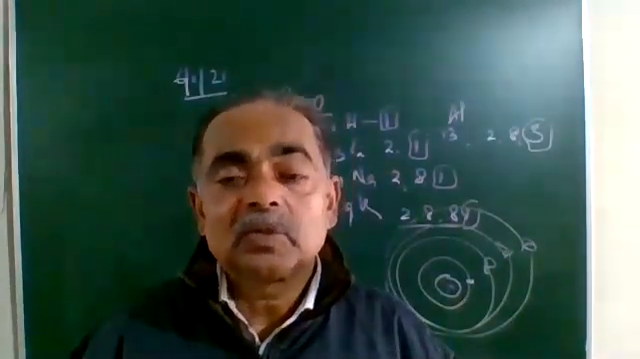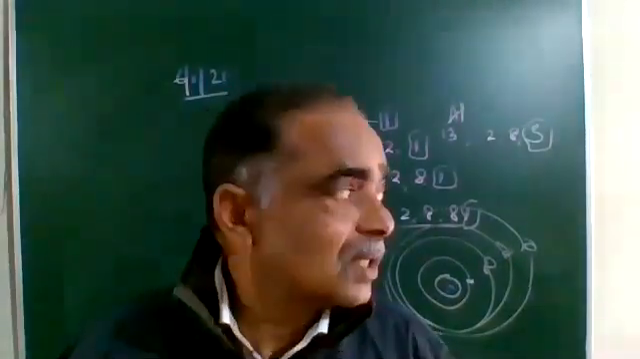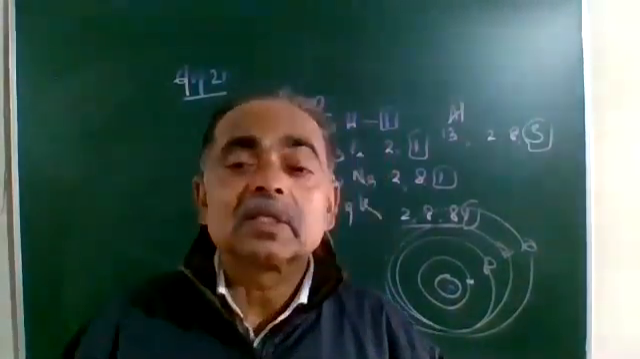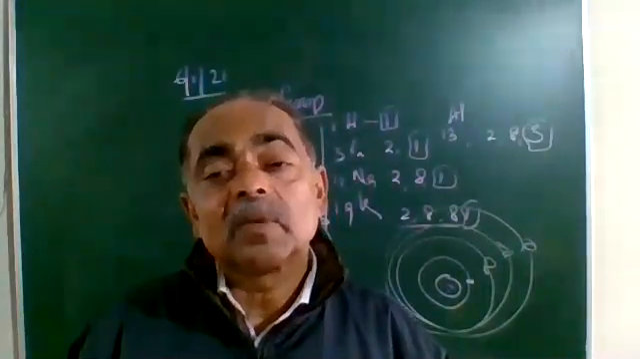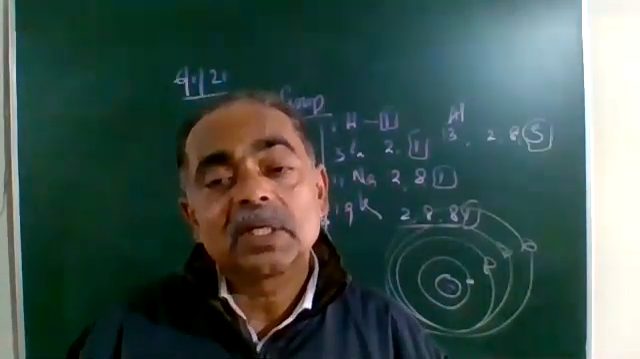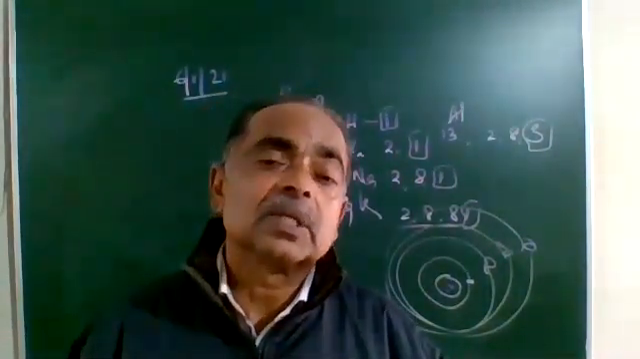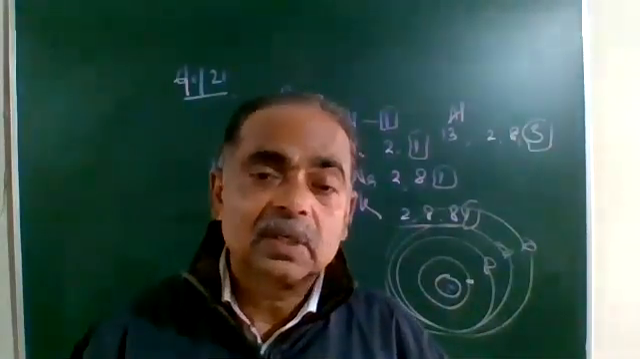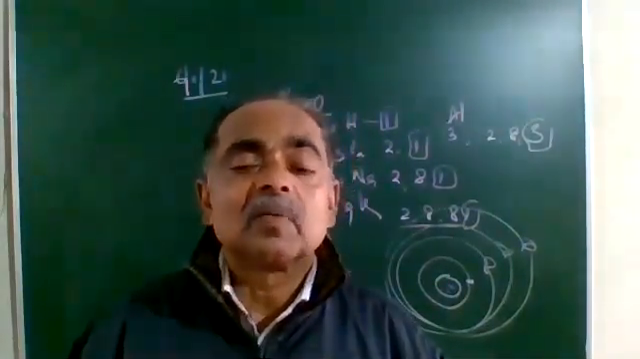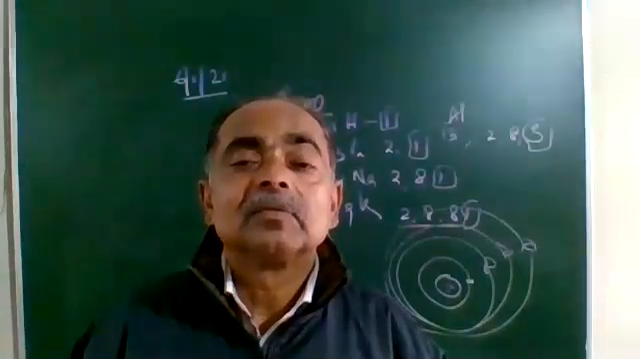So going from top to bottom in a group, metallic character increases. Metallic character increases means metallic oxides, which are basic oxides, increase. So the basic nature of oxide increases and the acidic nature of oxide decreases. These are some of the common properties of groups.